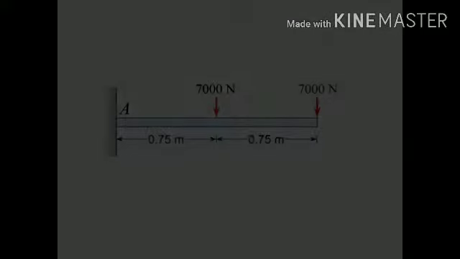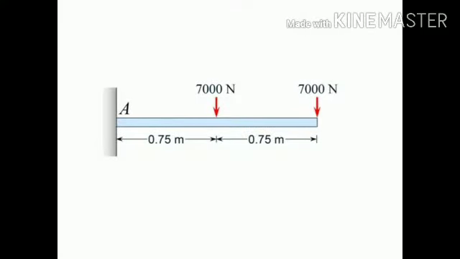Now let's see how to find the BM at different points. About the end point, BM is equal to force into perpendicular distance. The force is 7,000, and the distance is 0, so the BM at the end point is equal to 0.